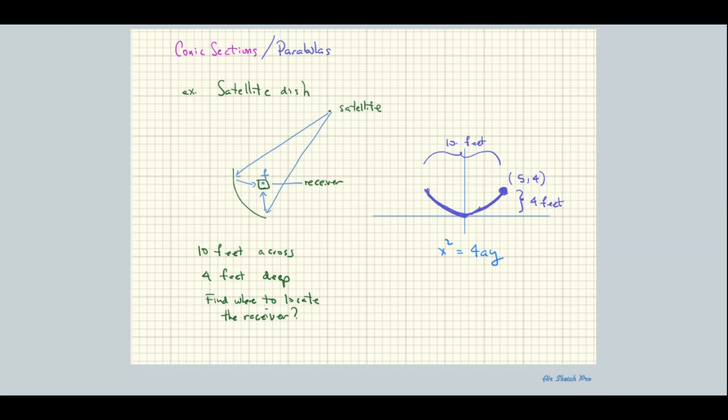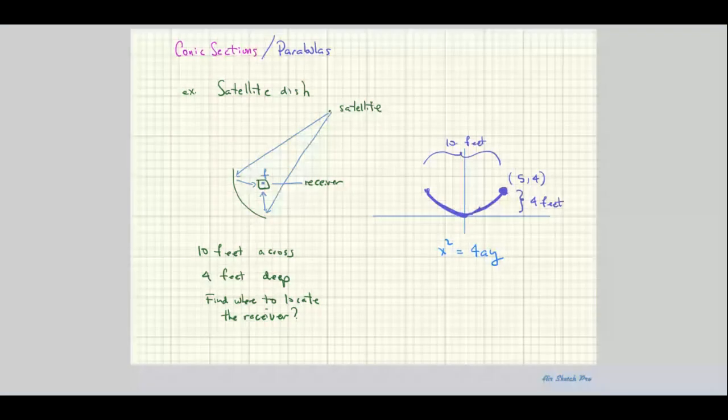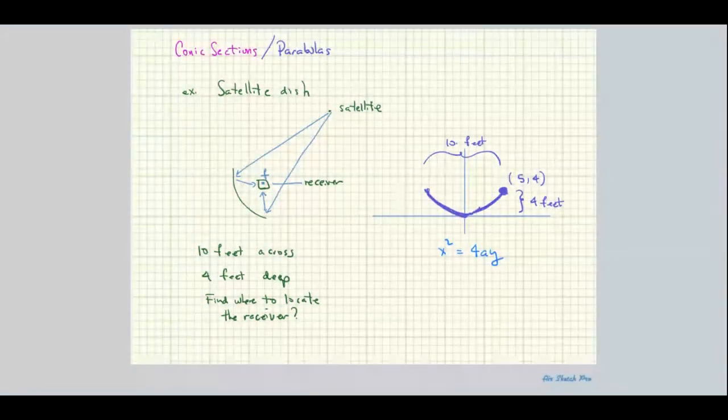Normally I'd be plugging this in because I knew what A was. But this time, I know a point on the graph, and from that I can figure out A. So I know that x equals 5, y equals 4 is a solution of this equation. That means 25 is 4 times A times 4, or 16A. So A is going to be 25/16 feet. That's not quite 2 feet.